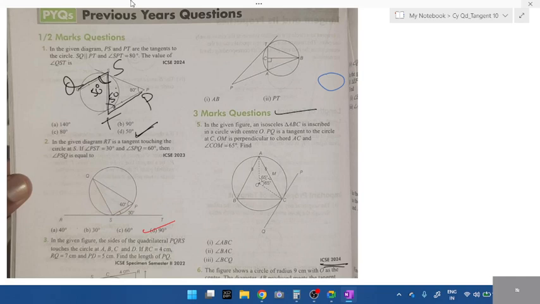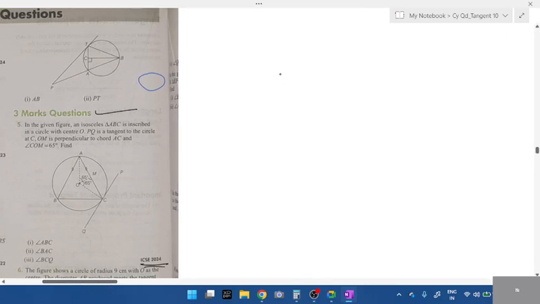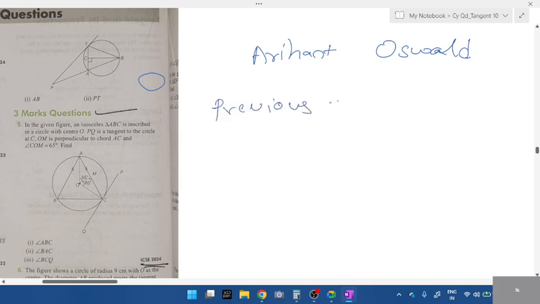Did anyone buy one of those books? Okay, you can ask your seniors. This is the right time to buy, another 5 months left. See, I'll tell you. I think Aryan publication or Oswald publication. There are 3 more publications. The question book has the previous 10 years.